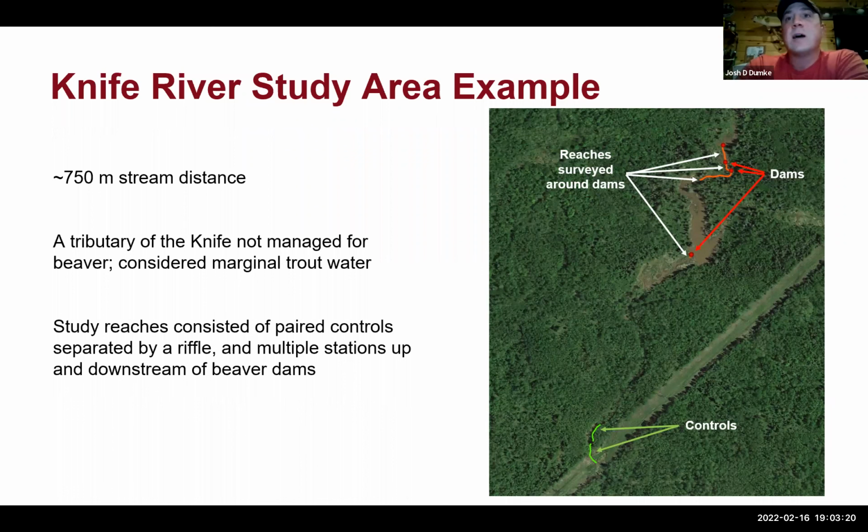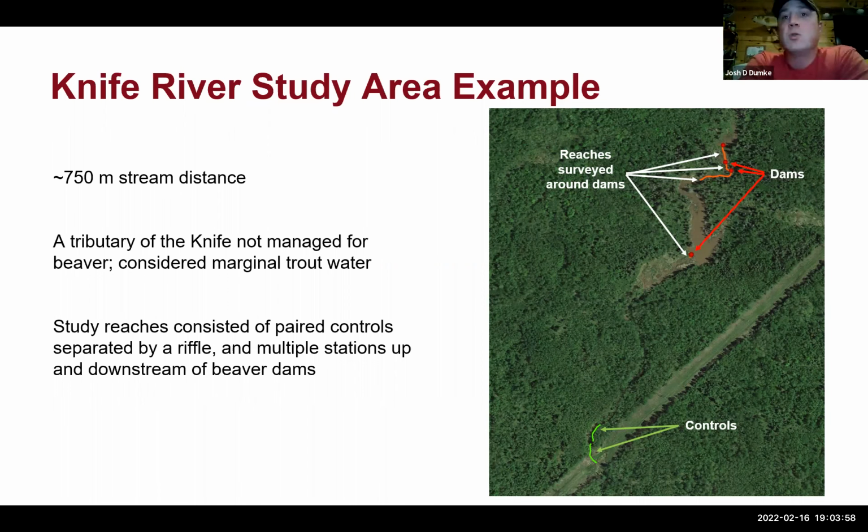So here is a top-down view of an example study area. This one is on the Knife River, and the very top end of this was actually one of the hydrology and hydraulics project dams. The whole scope of this map is about 1 kilometer in distance. This part of the Knife is not managed for beaver. It's considered marginal trout water. We did catch brook trout in there. And in our second year, I believe we did find a couple of young of the year steelhead up there as well.